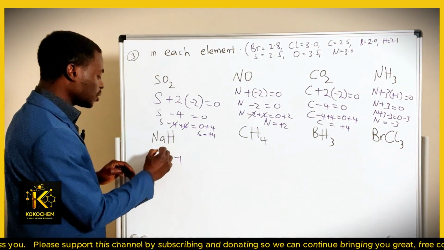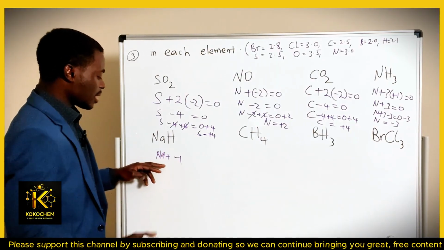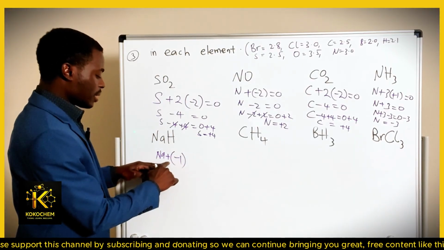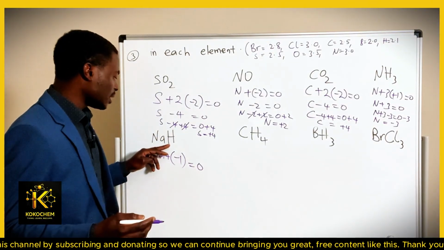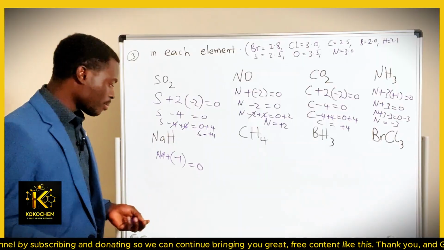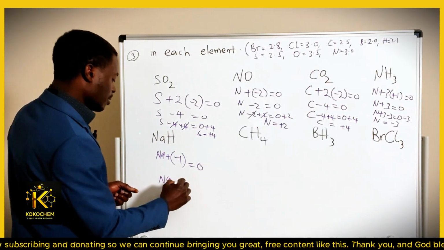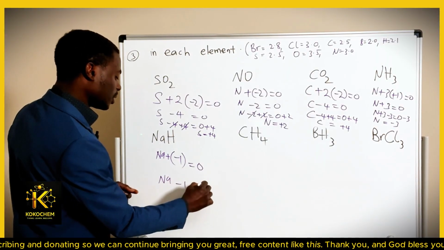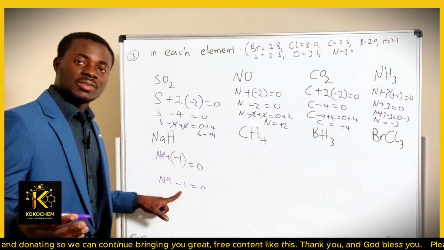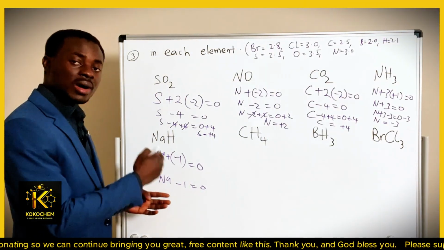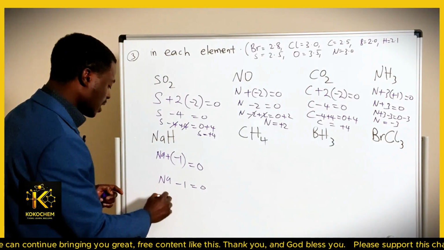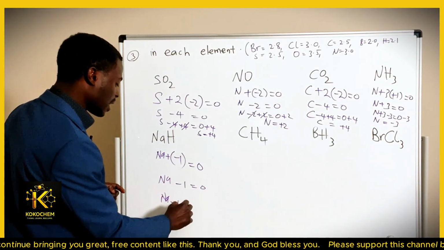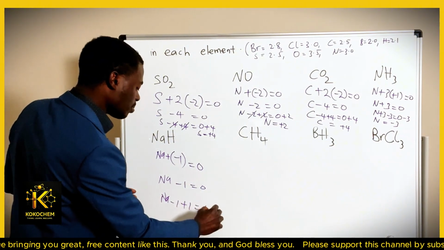Let sodium be Na. Na plus -1 equals 0, because NaH is a neutral compound. Na -1 equals 0. To remove the -1, we add 1 to both sides, so Na -1 plus 1 equals 0 plus 1.